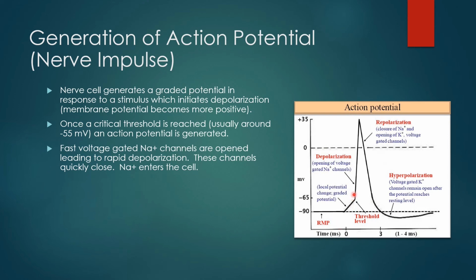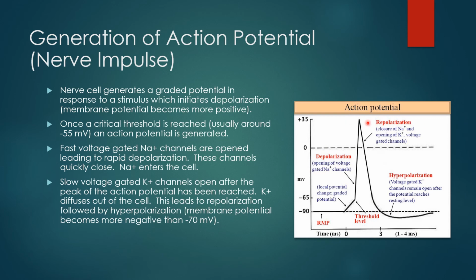So you got your action potential, and right here, your fast voltage-gated sodium channels are opened, which leads to rapid depolarization. So the membrane potential becomes more positive. These channels quickly close, which is why they're called fast voltage-gated channels, because they close fast. Sodium enters the cell, which is why the membrane potential becomes more positive.